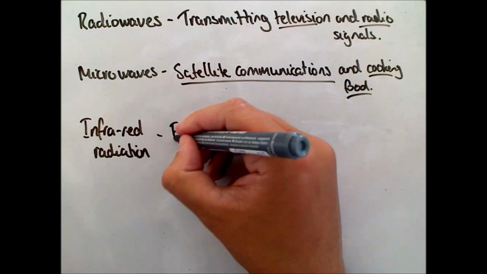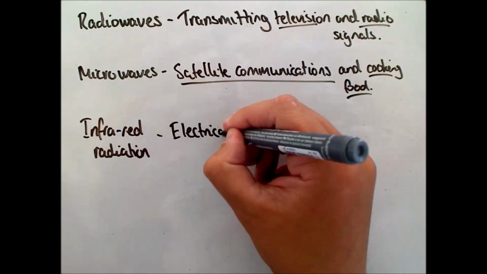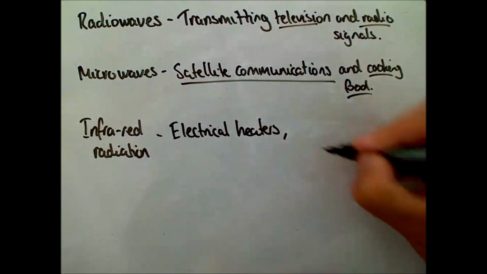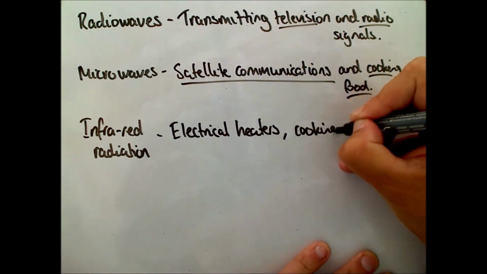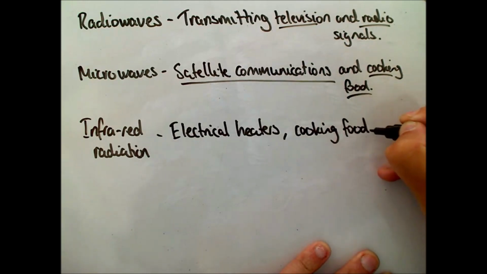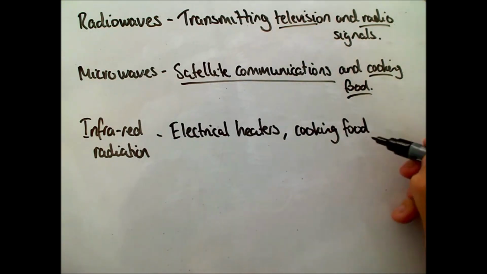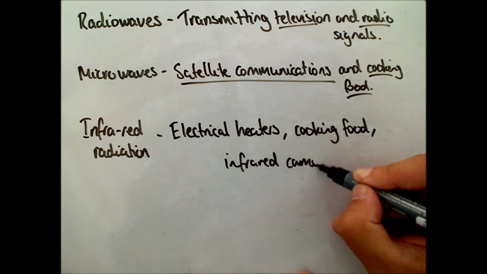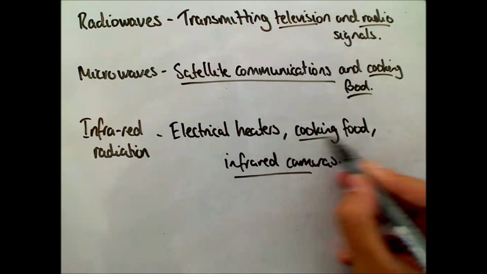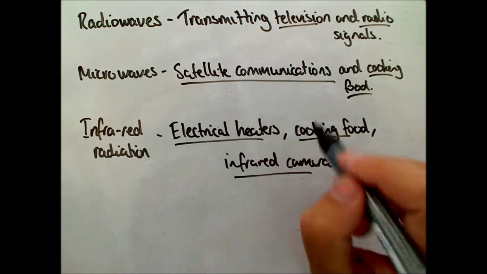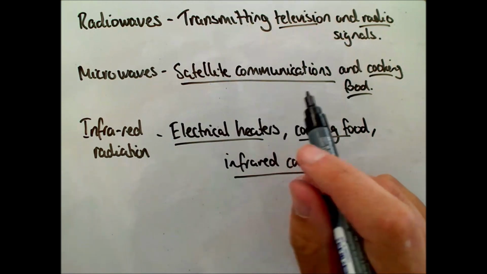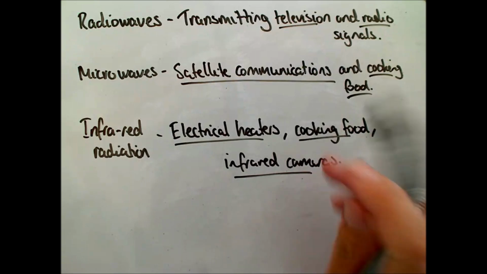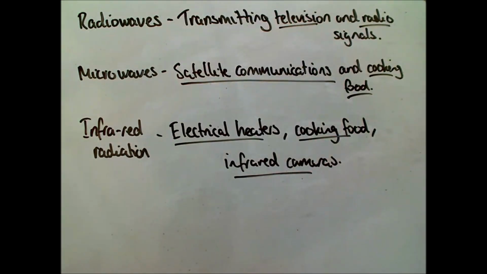Next we have infrared radiation. These are used in electrical heaters. Cooking food. So if you have a grill, then that grill is using infrared radiation to cook. And infrared cameras. So the infrared cameras are the kind of images that you get showing body heat, the sort of thing they use on police chases when it's dark at night and you can't really see people. You see those infrared camera shots of the people glowing and you can pick up where they are.